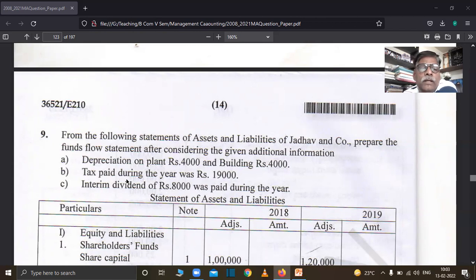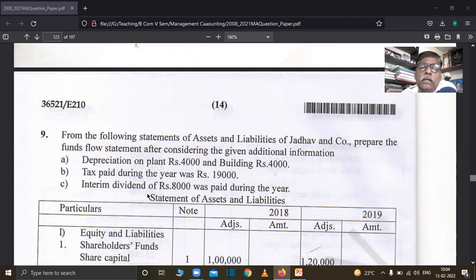Then tax paid during the year is 19,000. Okay, tax paid is 19,000. Therefore, you have to prepare the income tax account, provision for tax account, if provision is given in the balance sheet. This provision comes in the account debit side, and you have to ascertain the provision for the current year. Tax paid is given, you have to ascertain the provision for tax.